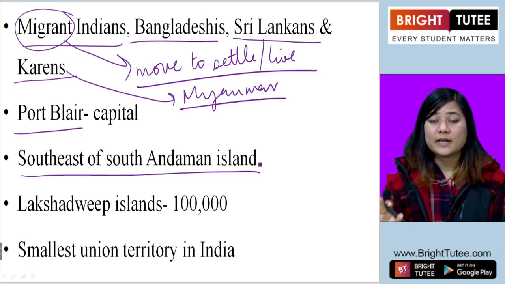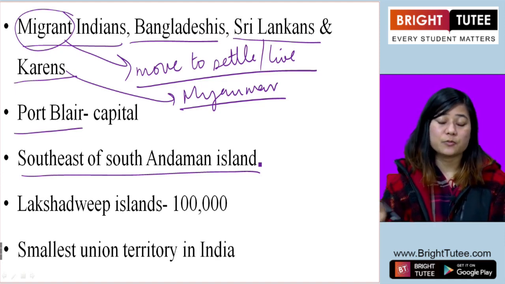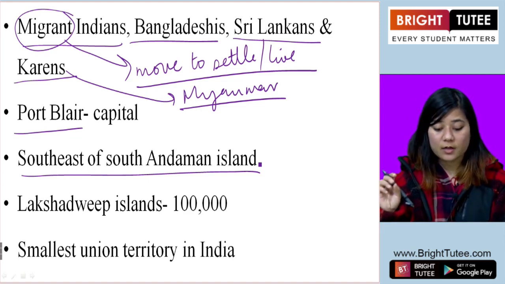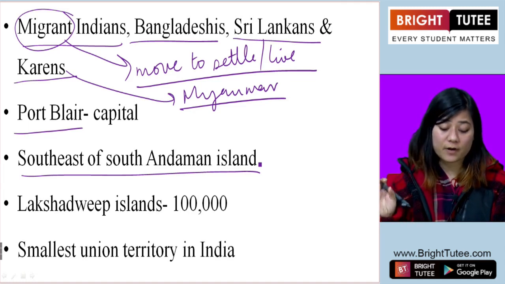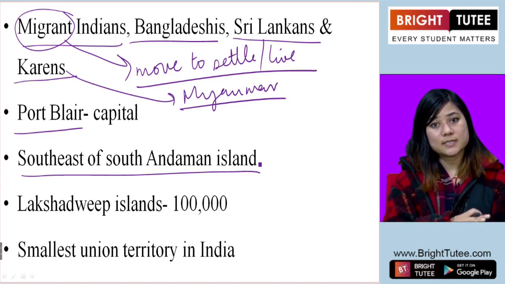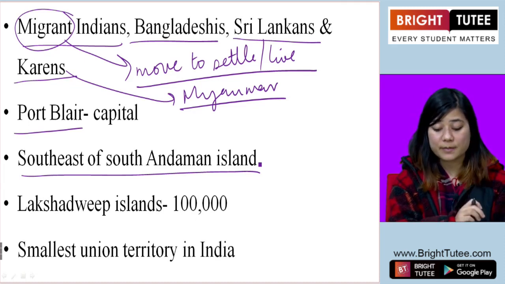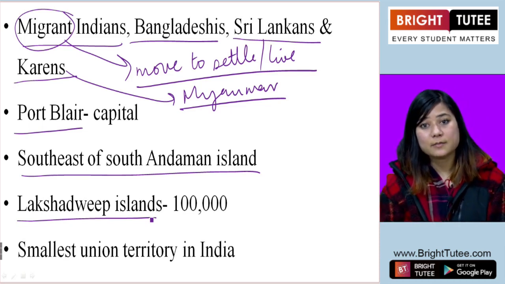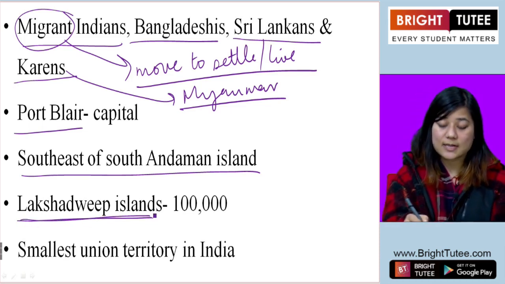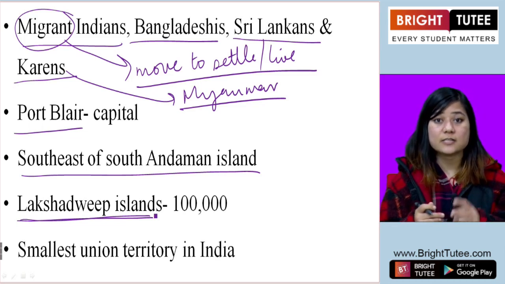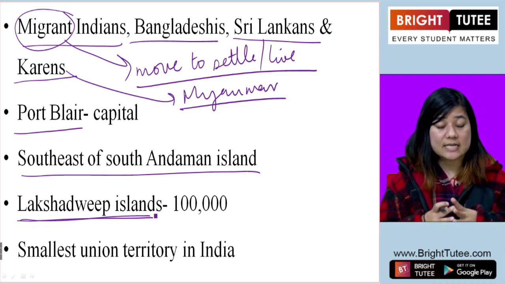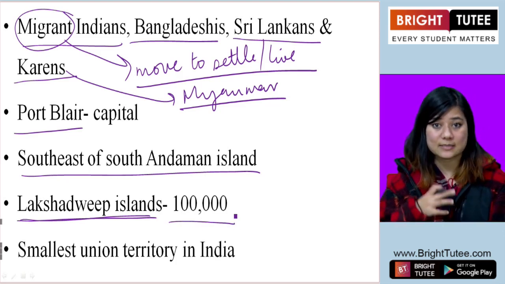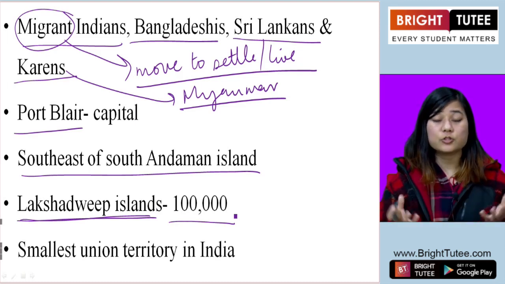Now that was the Andaman and Nicobar Islands, which are located in the Bay of Bengal on the eastern side of the peninsular part of our country. Now when we come to the western side, when we look at the Arabian Sea, then we find the Lakshadweep Islands. Just like the Andaman Nicobar Islands, Lakshadweep Islands are also a group of islands. It is not just one island, but a group of islands, and it has about 100,000 islands there, which form the Lakshadweep Islands.